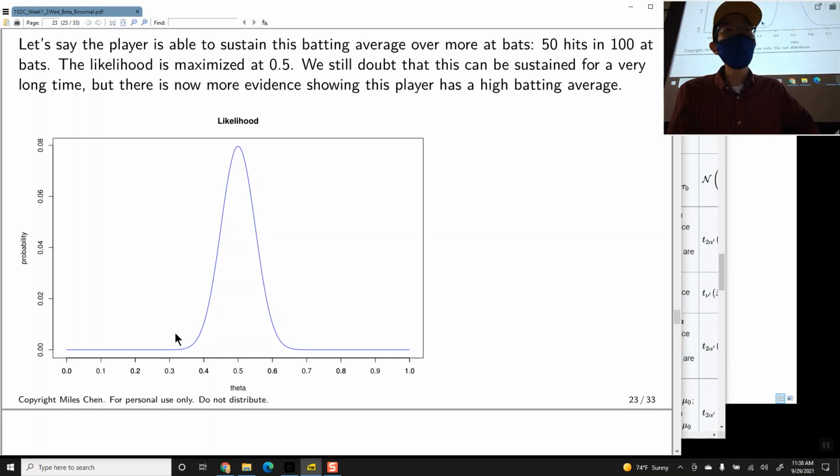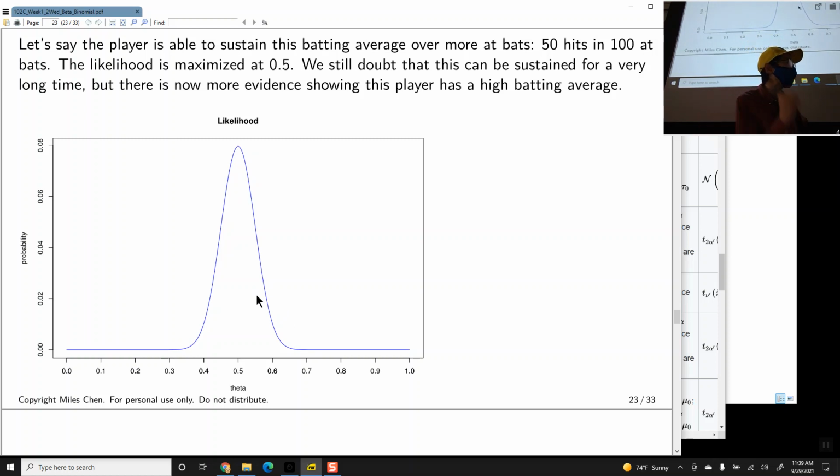So maybe they've been in 30 games or so. They've had 30 games. They've had 100 at-bats. Okay? They've had 100 at-bats, and they've gotten 50 hits. Okay? 50 hits out of 100 at-bats. This would be major news in baseball if you had a player who got 50 hits in 100 at-bats. Okay? But this would be the likelihood of this thing.